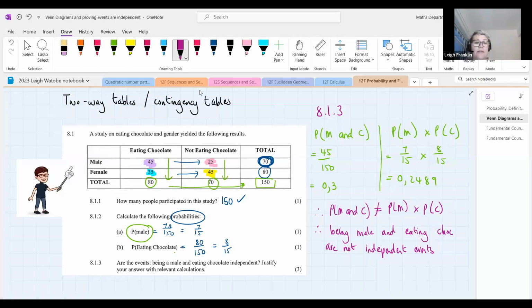Marks here. We'd have to get a mark, probably a mark on both. Then a mark, mind you, I think I'm wrong. I think a mark here, and then this statement and explanation, there would be 1 mark. So very important. You have to write that the probability of being male and eating chocolate does not equal the probability of being male times the probability of eating chocolate.